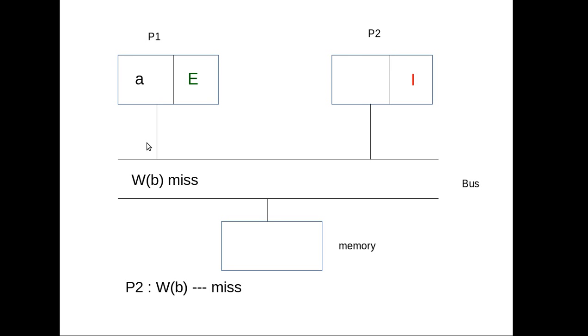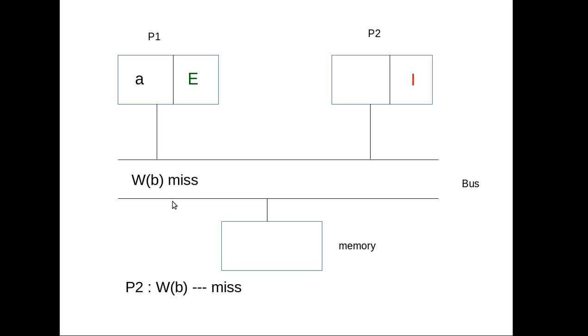Next, we have a write operation on B. So here the cache line was invalid and we got write B. So it's a miss.